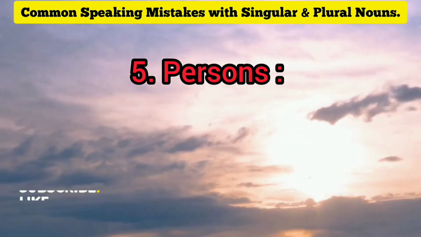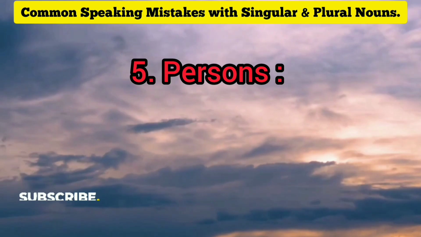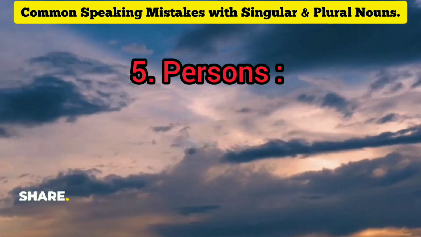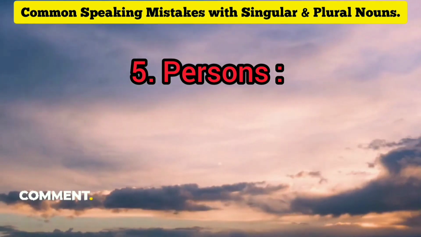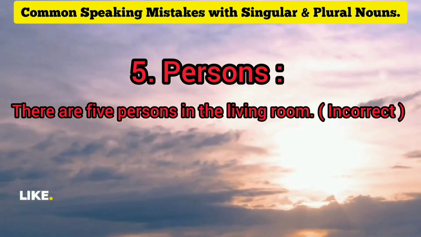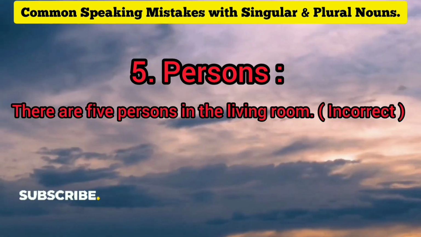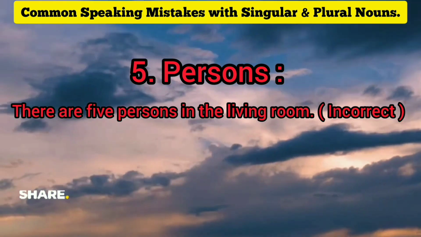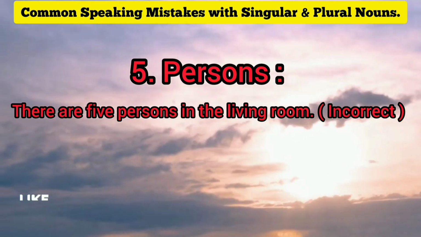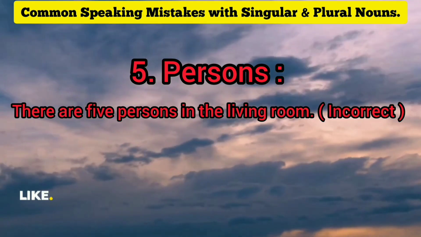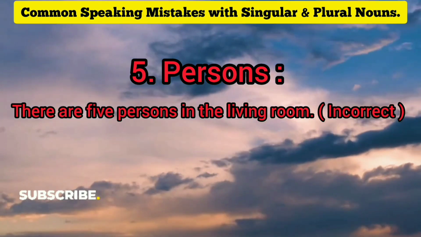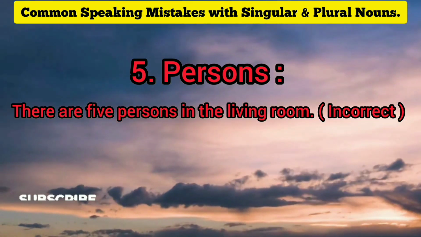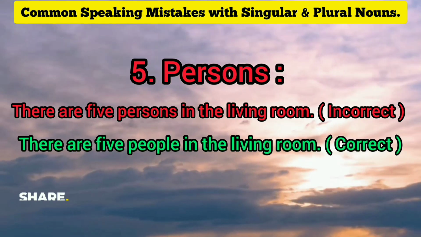As you see, that is related to this word persons. So it is totally incorrect in general sense if you're using it. As you see in the example, there are 5 persons in the living room. The sentence is incorrect because it is also an irregular plural noun. So person is singular and plural is people. So the correct sentence should be there are 5 people in the living room, not persons.